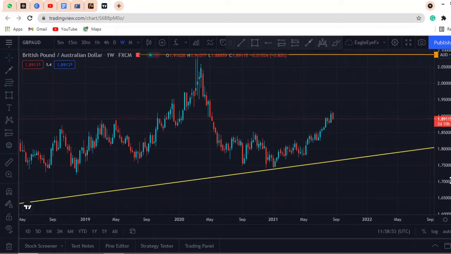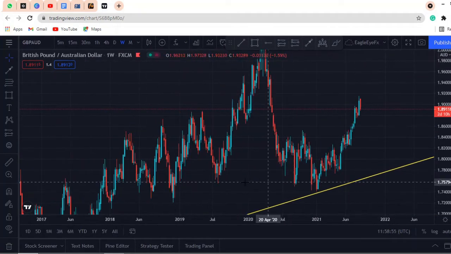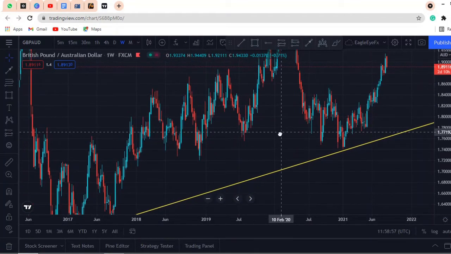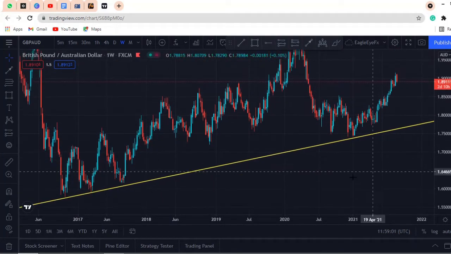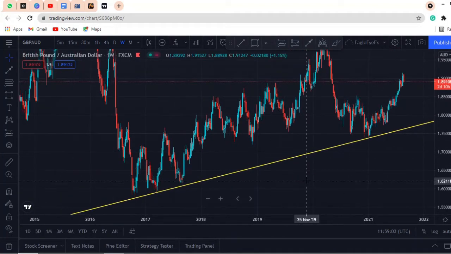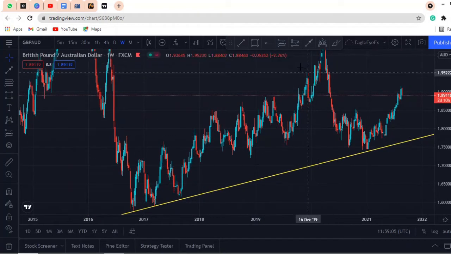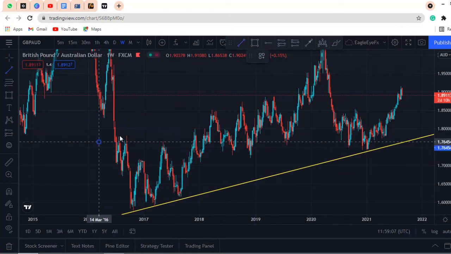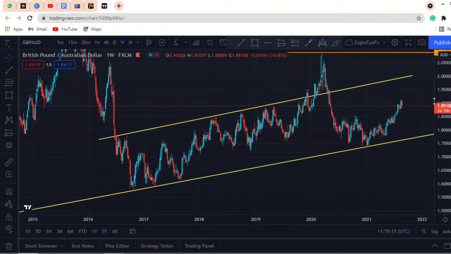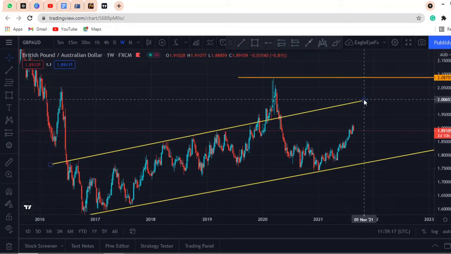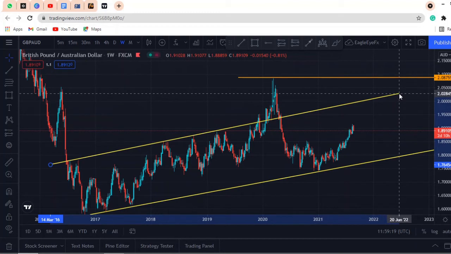So from the weekly time frame, what do I see on the weekly time frame? Let me zoom this a bit. Yeah, so you can see that I can draw another trend line here, and draw another trend line over there, another trend inside that trend.